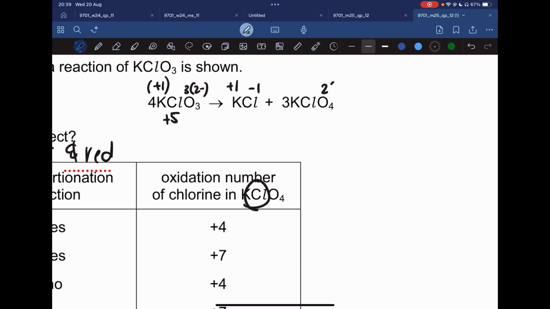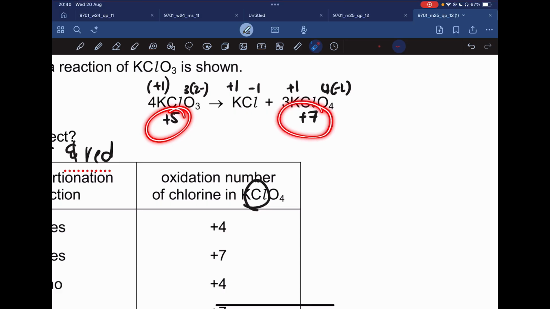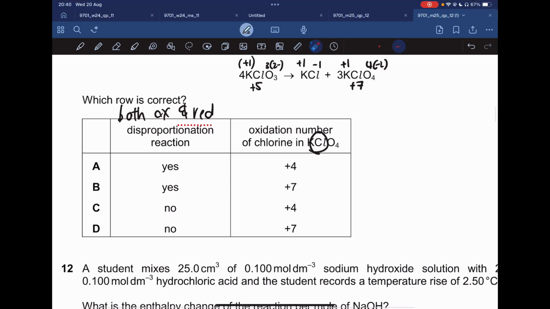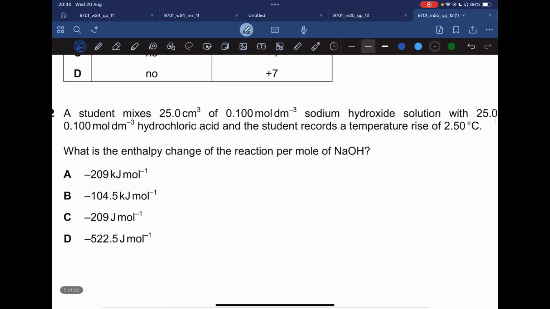Here, this is 4 times minus 2 and plus 1. So the chlorine has to be plus 7. So we can see here that the chlorine went from plus 5 to minus 1, and then plus 5 to plus 7. So there's definitely both reduction and oxidation happening, and we worked out this to be plus 7, so it has to be B here.